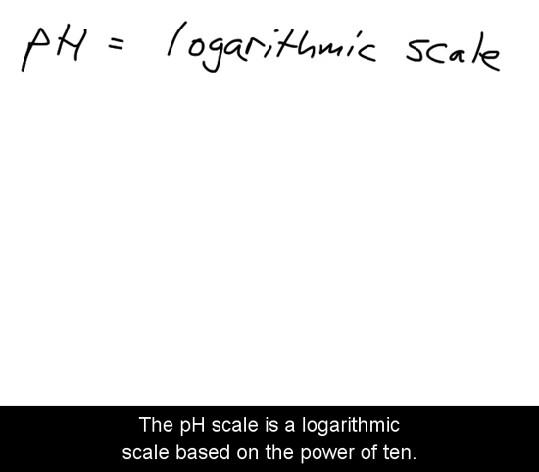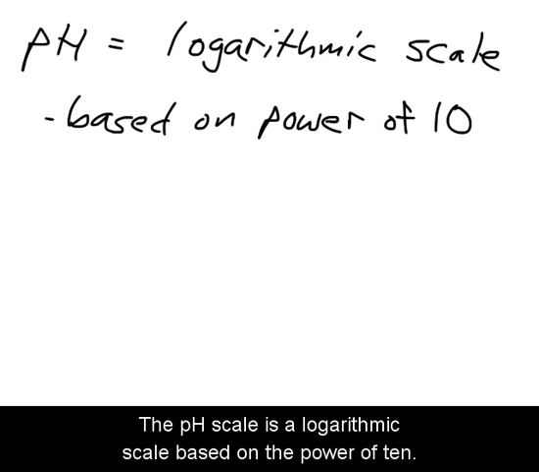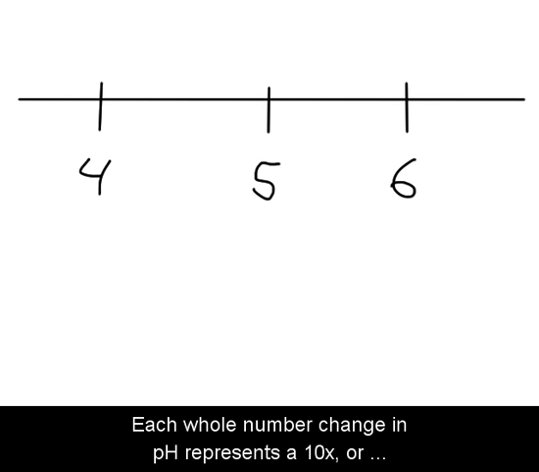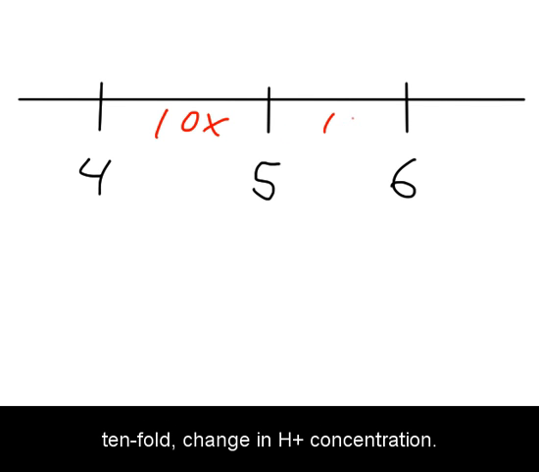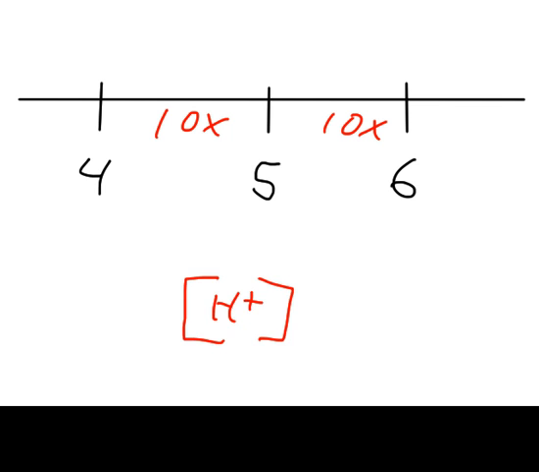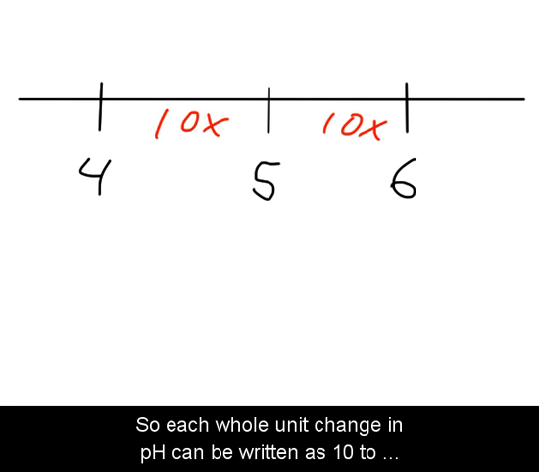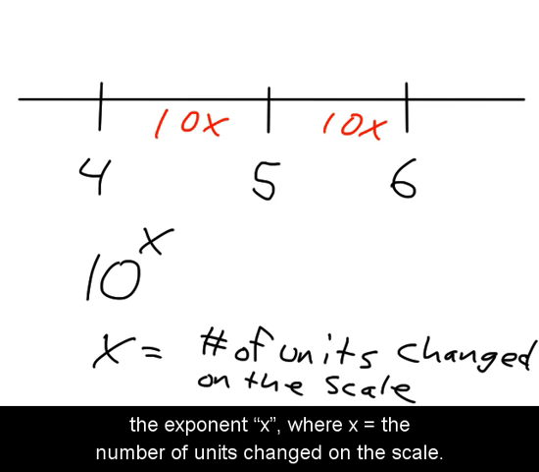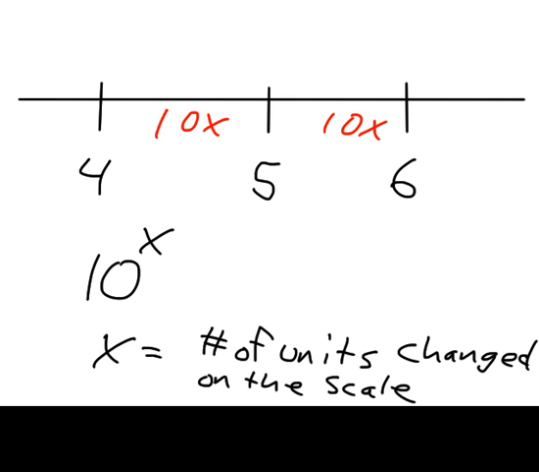The pH scale is a logarithmic scale based on the power of 10. Each whole number change in pH represents a 10 times or tenfold change in hydrogen ion concentration. So each whole unit change in pH can be written as 10 to the exponent x, where x equals the number of units changed on the scale.